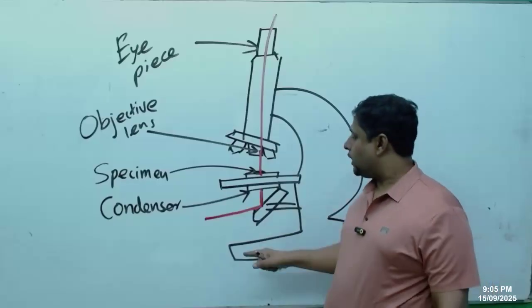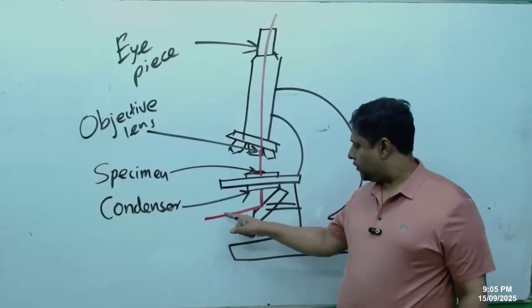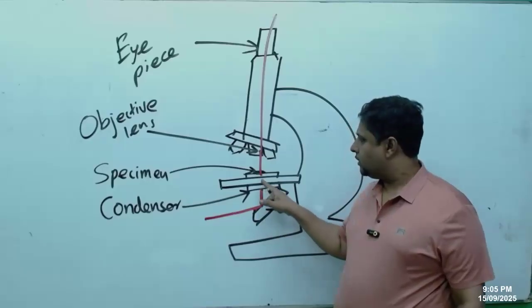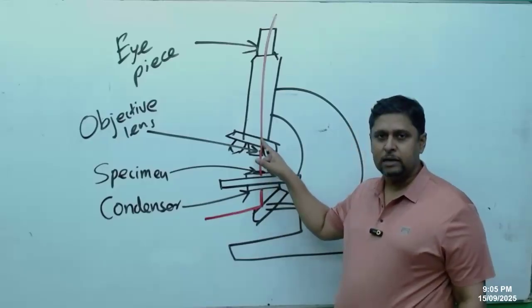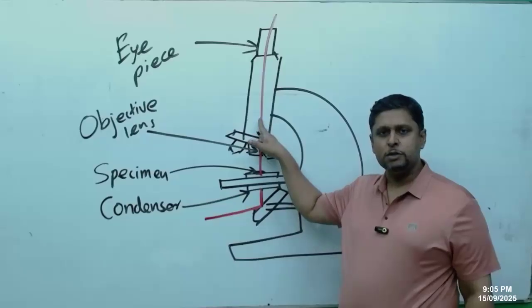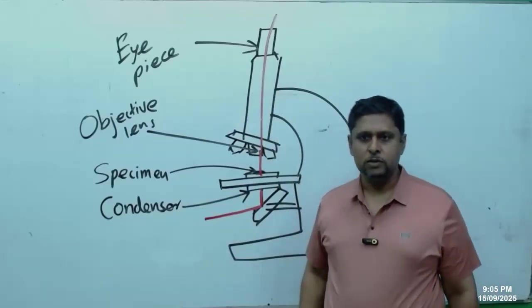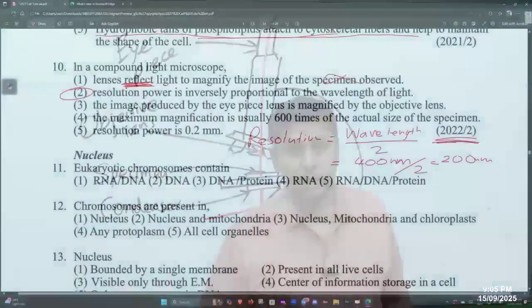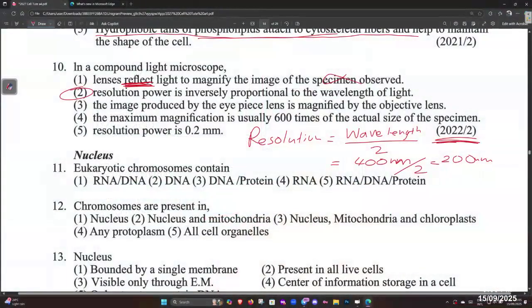So actually how it should happen, people? From the mirror, condenser, then through the specimen, then the objective. Objective lens image is further magnified by the eyepiece. So it has to be like that. So here we cannot agree with this statement. The image produced by the eyepiece, wrong.